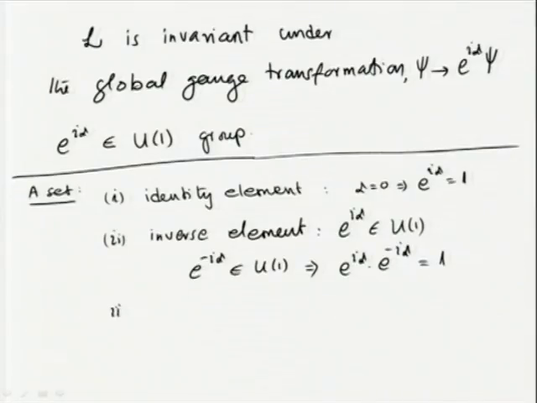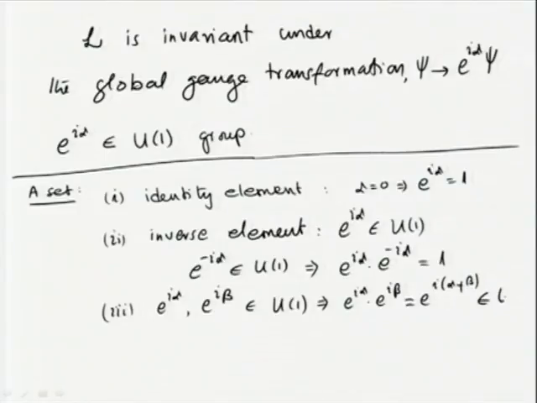Then the other thing is that if e^{iα} and e^{iβ} are two elements of U1, in this case we are illustrating the group property by U1, but this is applicable to any group. If these are two elements of the concerned group, take any two elements of the group, then a combination of them, the product e^{iα} e^{iβ} equal to e^{i(α+β)}, is also an element of U1.